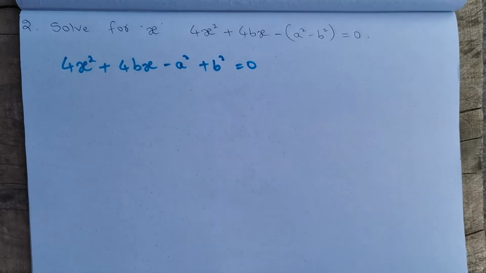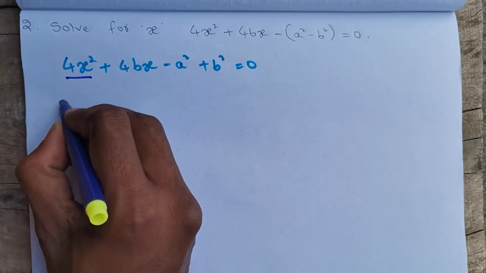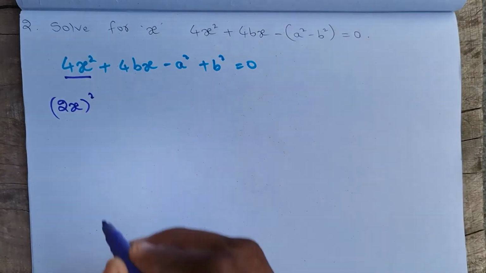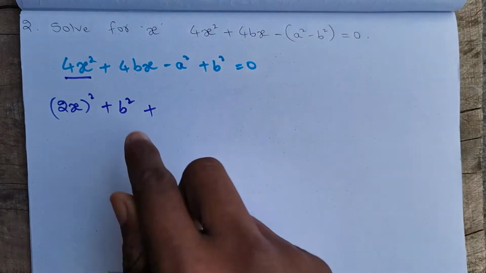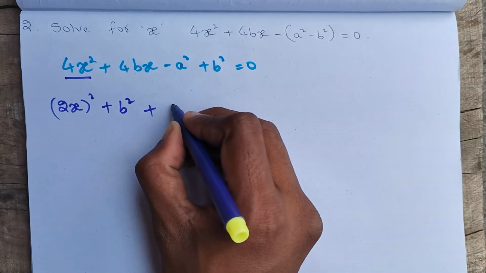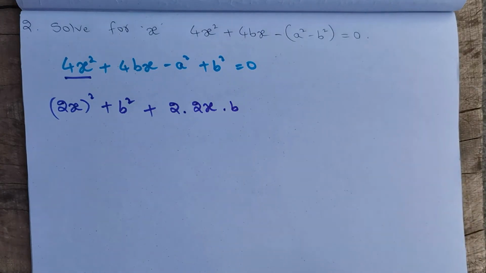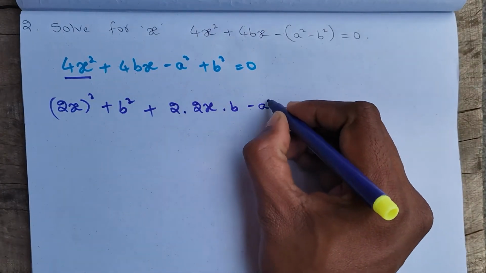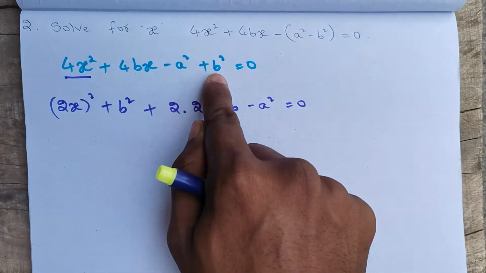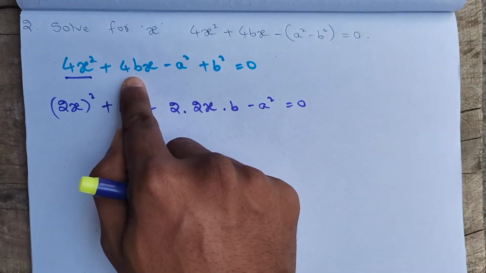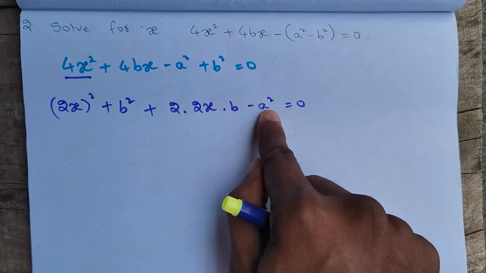So now if we observe the terms clearly, 4x square can be written as 2x whole square, here plus b square as it is I am writing, plus here 4bx is there, that 4bx I am writing it as 2 into 2x into b, here minus a square as it is again is equals to 0. 4x square I wrote it as 2x whole square plus b square as it is, again this plus 4bx I am writing it as 2 into 2 4, b as it is, x as it is, minus a square as it is equals to 0.